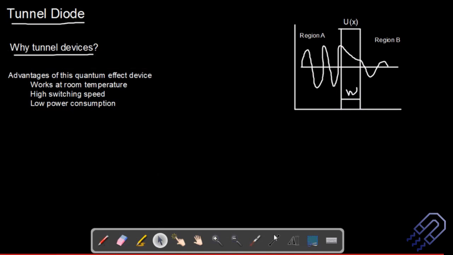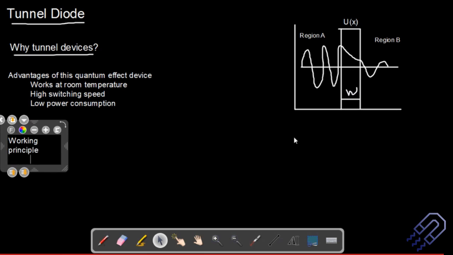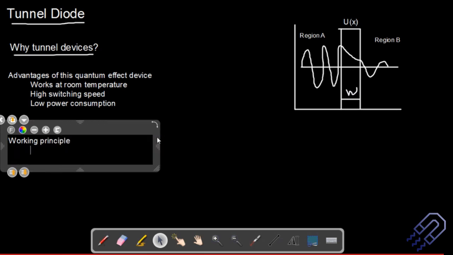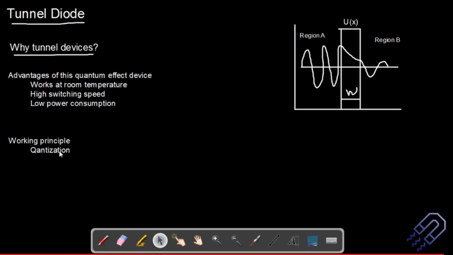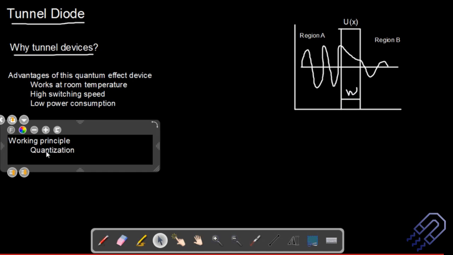If we look into the working principle, or operating principle, I'll write down a few points. One is the quantum effect, so we have the quantization of charge, which is very important. You already know about it: charges are not continuous in nature, they are obtained in quanta. That's quantization, and then we have the process of quantum tunneling.